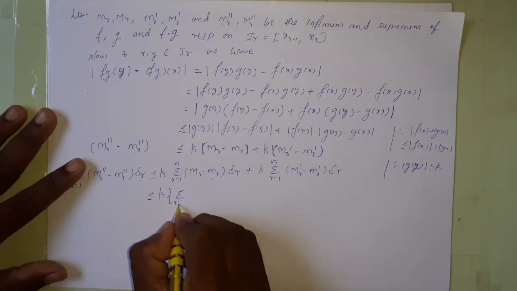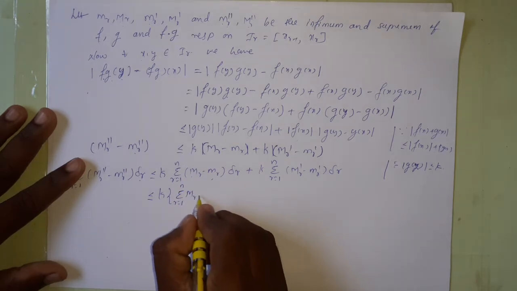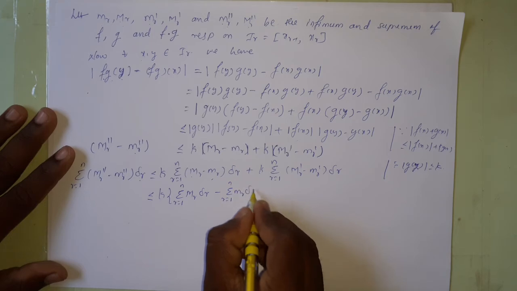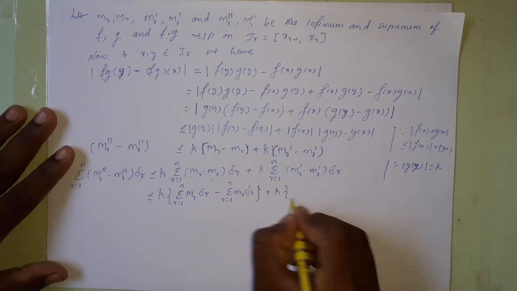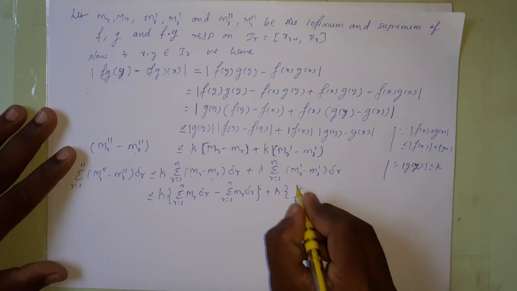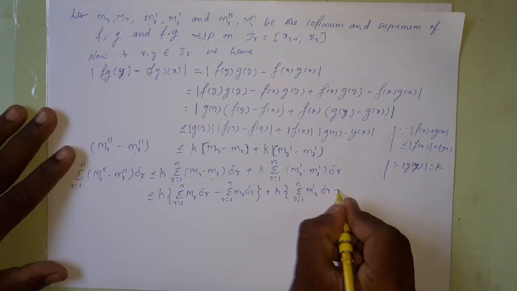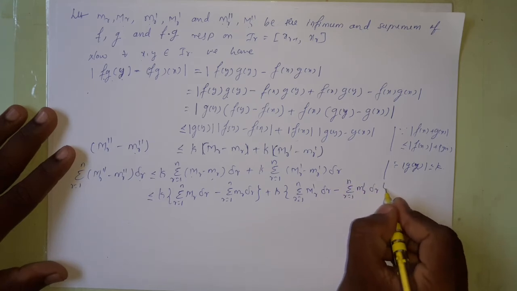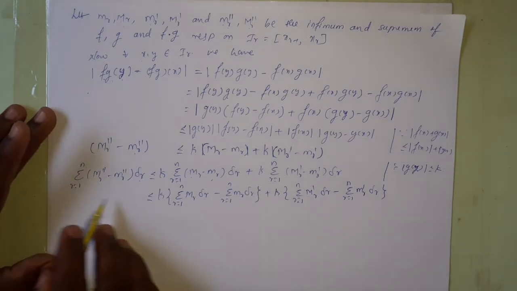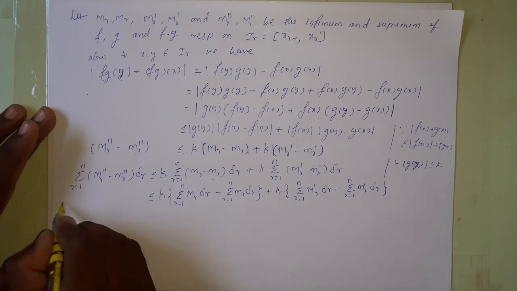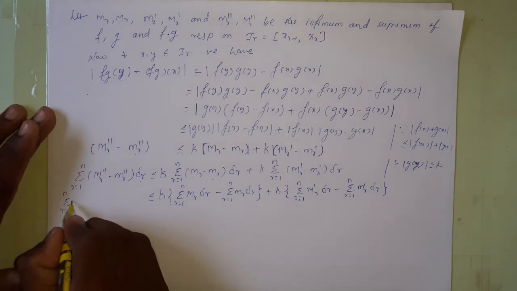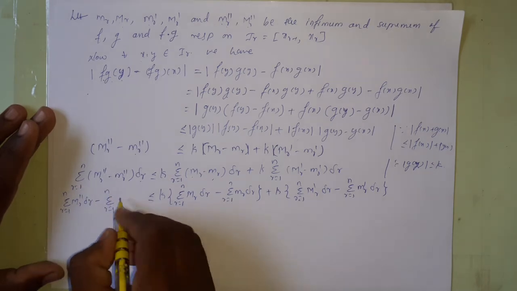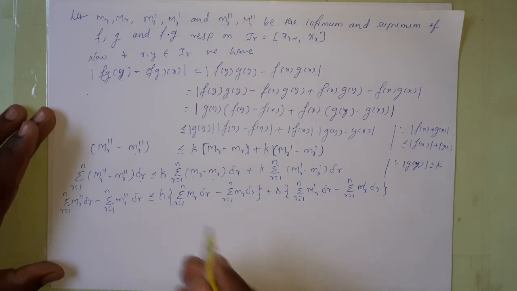Then we can write this as summation over r equal to 1 to n of M_r into delta r minus summation over r equal to 1 to n of small m_r into delta r, plus k into, here also the same thing, summation over r equal to 1 to n of capital M_r dash into delta r minus summation over r equal to 1 to n of small m_r dash into delta r. And on the LHS part also we need to separate the summation for both the values. So it is summation over r equal to 1 to n of capital M_r double dash into delta r minus summation over r equal to 1 to n of small m_r double dash into delta r.